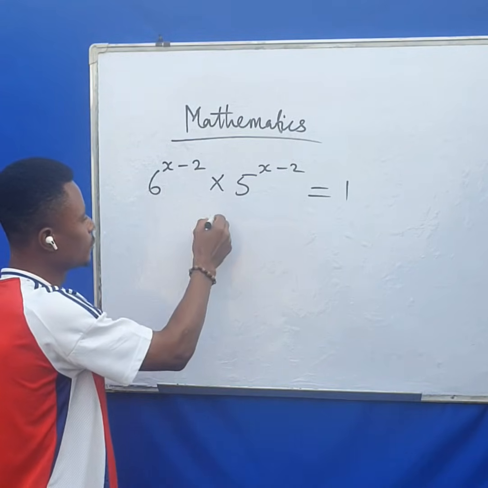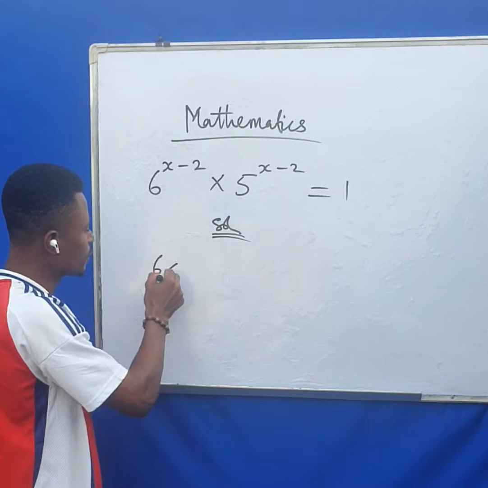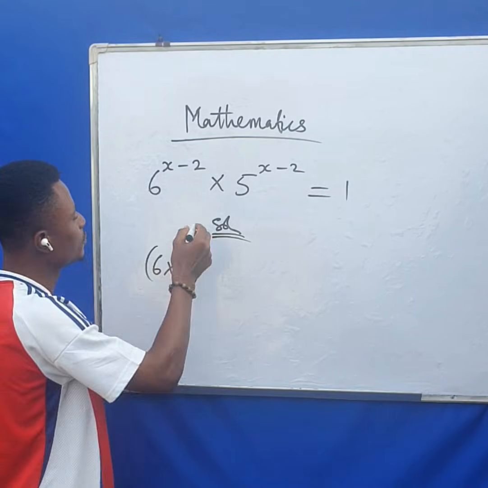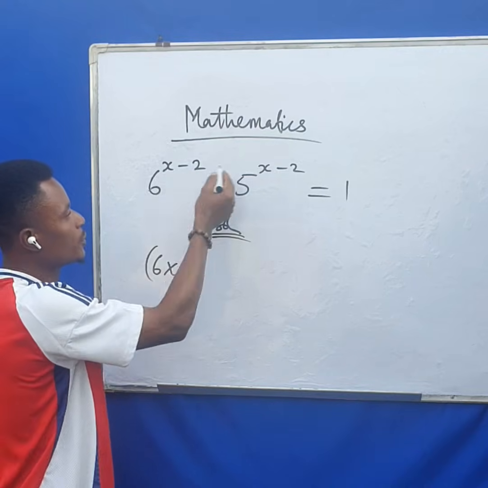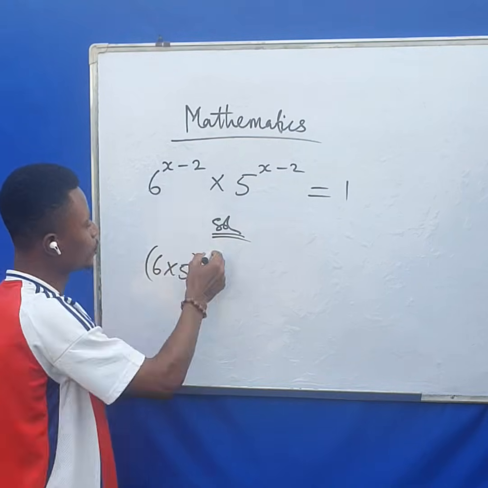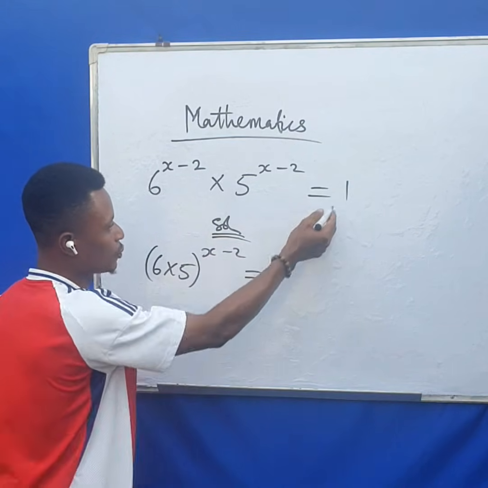which is 6 times 5. The solution should multiply these bases, 6 times 5, and then we should raise them to one of the powers because the powers are the same. We're going to raise that to x minus 2, and equal to this one.